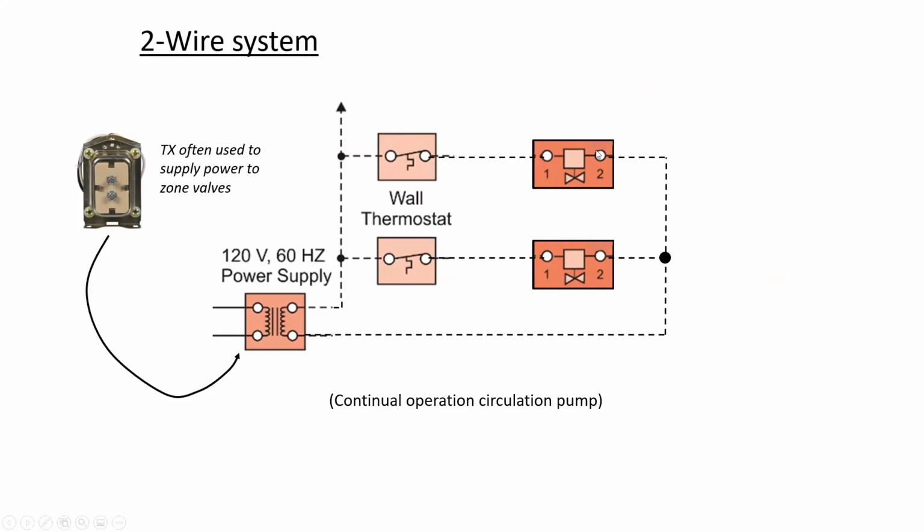valve. When the zone valve opens, it allows hot water to flow through that zone and increase the heat of the room. Eventually, the wall thermostat registers that heat and opens, and the zone valve closes. For this particular operation, we would need a continually operating circulation pump.